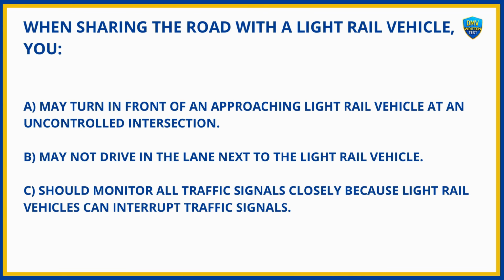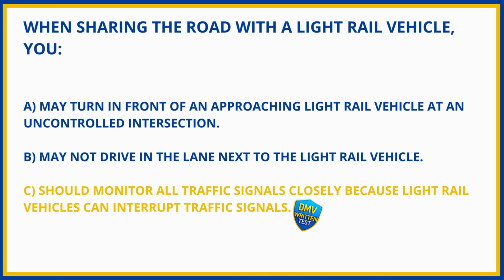When sharing the road with a light rail vehicle, you A. May turn in front of an approaching light rail vehicle at an uncontrolled intersection. B. May not drive in the lane next to the light rail vehicle. C. Should monitor all traffic signals closely because light rail vehicles can interrupt traffic signals. And the answer is C. Should monitor all traffic signals closely because light rail vehicles can interrupt traffic signals.